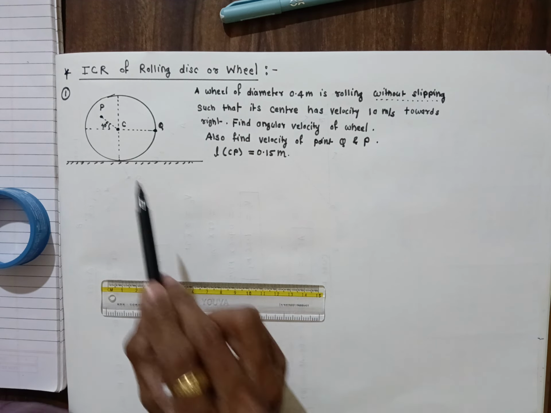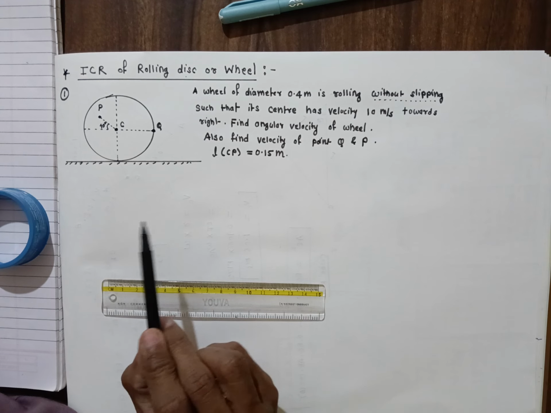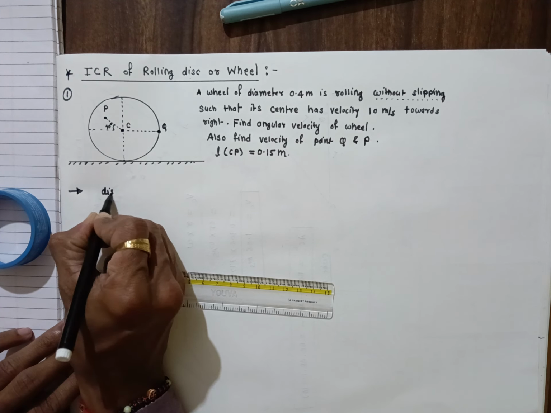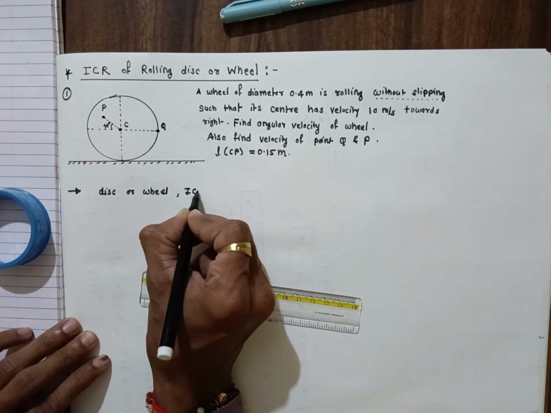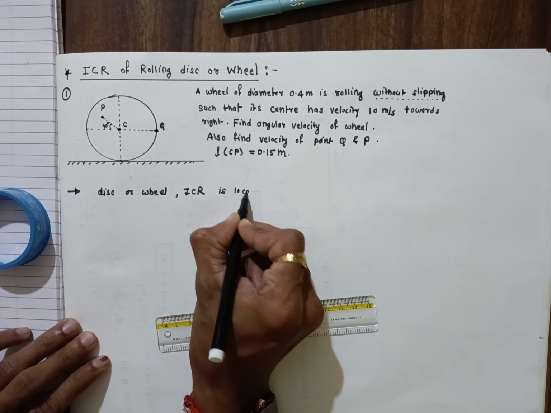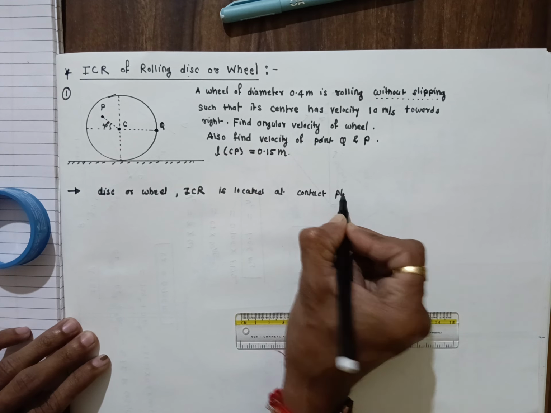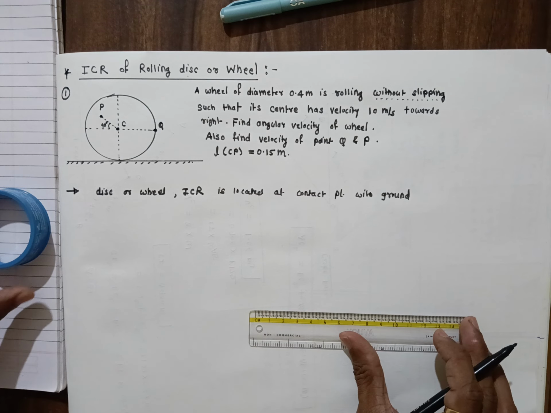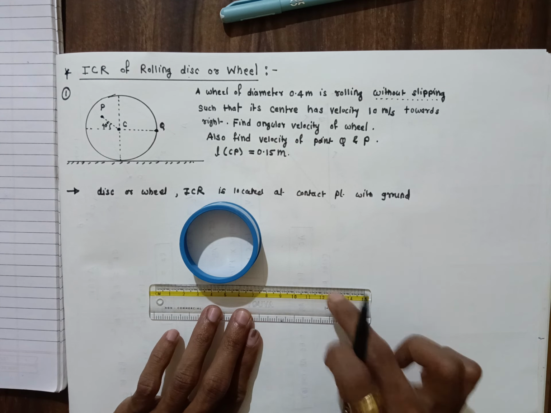Okay, so to solve such type of problem, that is the problem of the disc or the wheel, we have to first locate where is the ICR. So for the disc or wheel, the ICR, which is the instantaneous center of rotation, is always located at the contact point with the ground or with the surface. Okay, so just consider this case. So this is the disc or the wheel and this is the ground.